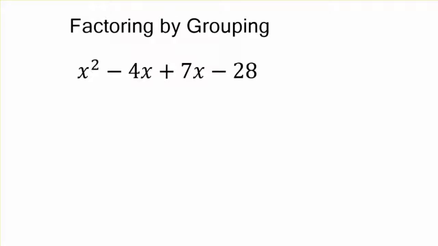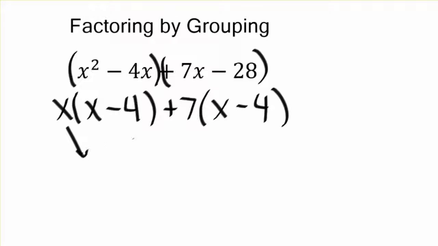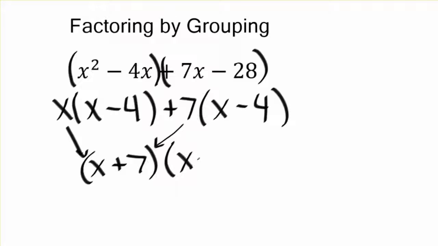Let's try another one. We're going to group the first pair together and the second pair together and factor out the greatest common factor. Factor out an x from the first one, factor out 7 from the second one, and you'll notice you'll get x minus 4, and you'll also get x minus 4. So it will work here. So just bring down the x plus 7. You can multiply that times the x minus 4, and you're good to go.